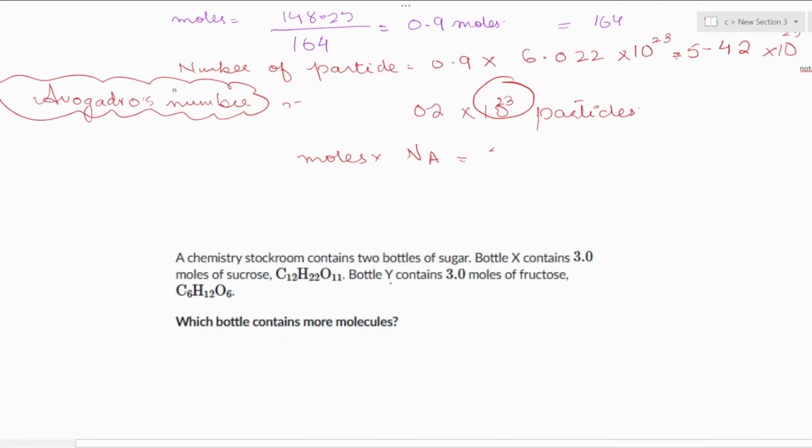Now moles are given. You have to calculate the number of molecules for both. How to calculate number of molecules? I have told you just now. Moles multiplied by Avogadro number. Multiply and then tell which one has more.